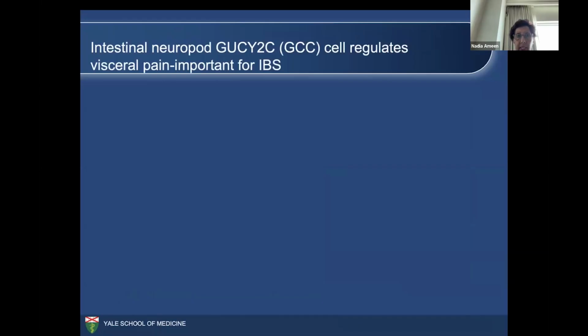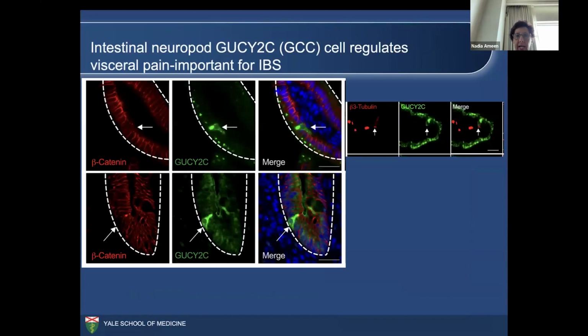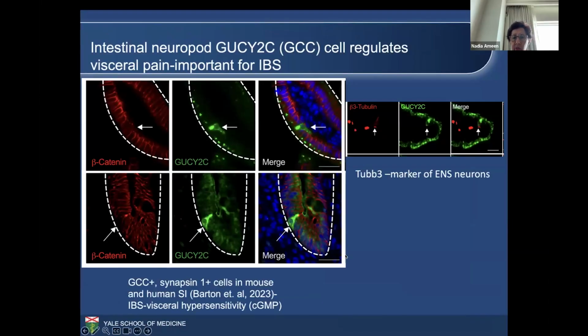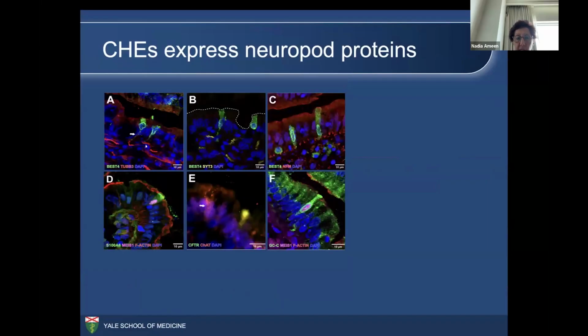More recently, intestinal neuropod GCC positive cells have been shown to be very important in regulating visceral pain in IBS. And here are images from that paper. Here you can see GCC positive cells. These cells have been identified in the mouse small intestine and also in the human small intestine. And they communicate with the enteric nervous system. This is how these cells seem to regulate visceral hypersensitivity. So we labeled for some of these proteins in the cheese cells, and we found indeed that here you can see through the images labeled by BEST4 positive that these cheese cells are communicating with TUBB3, which is a neuronal marker.